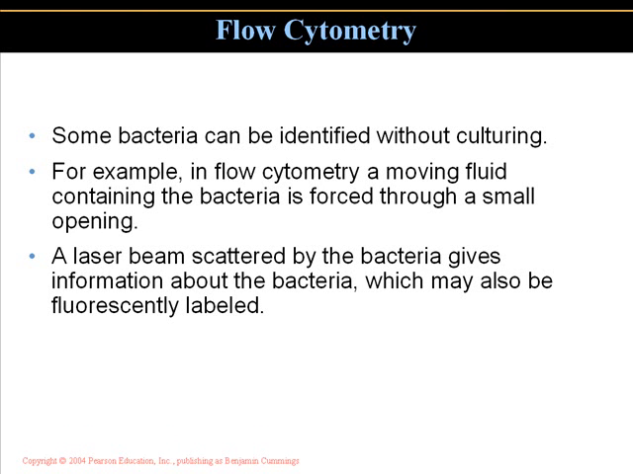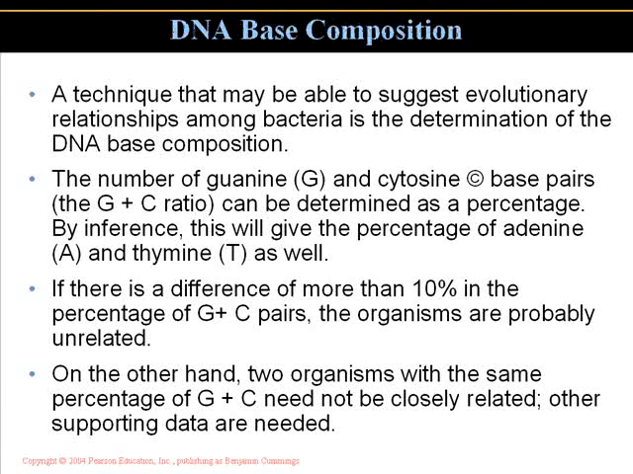There's also a technology that's used in labs called flow cytometry. This is where bacteria can be identified without culturing, so you don't have to spread it on the culture medium. You basically use flow cytometry by moving fluids containing bacteria that are forced through a small opening. A laser beam then is scattered by the bacteria, which gives information about the bacteria based on its fluorescence, whether it reflects a certain type of light or absorbs a certain type of light, and allows you to identify particular organisms based on this technique.